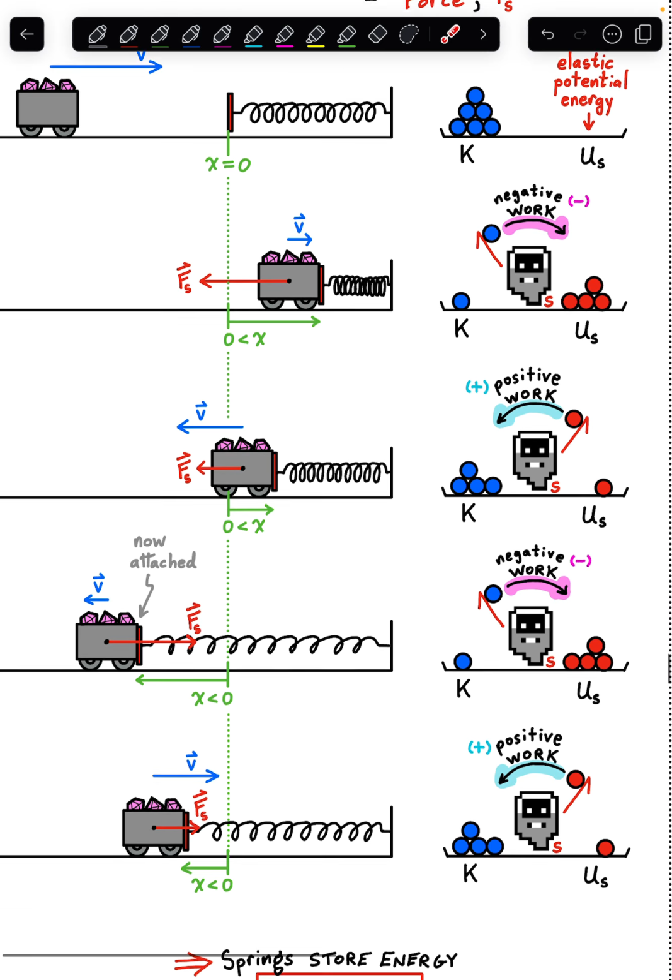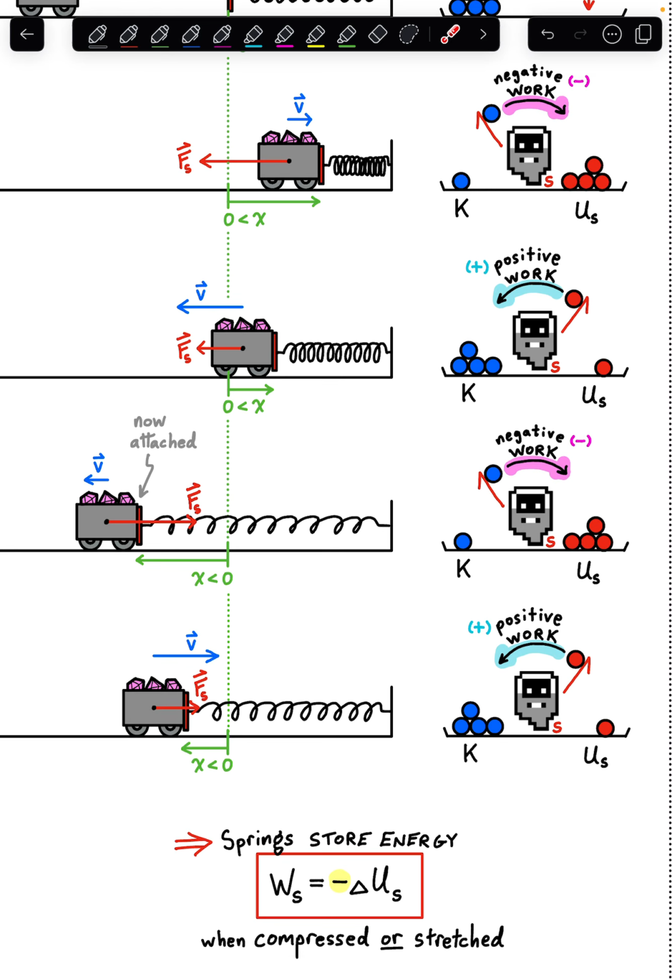Note in these situations above that whenever the spring is doing negative work, here and here, it's removing kinetic energy and increasing the spring potential energy. So when the spring does negative work, US increases. When US increases, the spring does negative work. Likewise, when the spring does positive work here and here, it's converting stored elastic potential energy back into kinetic energy. So US is decreasing when the spring does positive work. So when delta US is negative, negative times negative gives us positive work done by the spring. That's the meaning of the minus sign there.